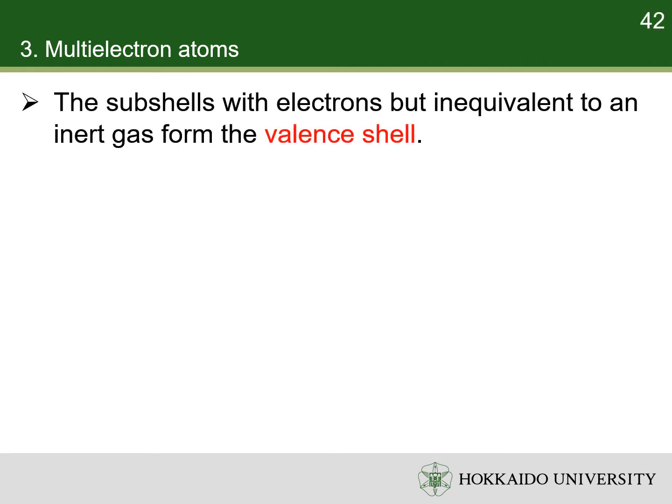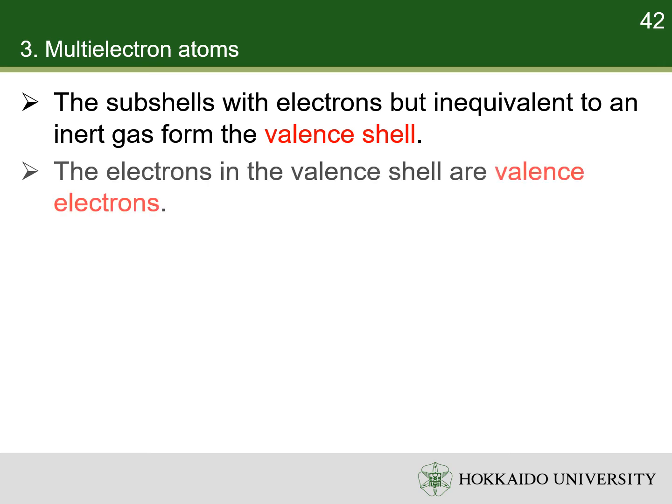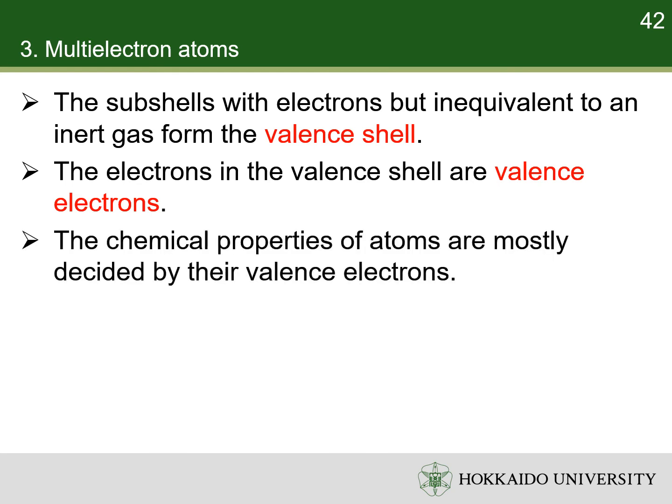The subshells with electrons but inequivalent to an inert gas form the valence shell. The electrons in the valence shell are valence electrons. The chemical properties of atoms are mostly determined by their valence electrons, because they form chemical bonds with other atoms. We will discuss it in the next chapter.